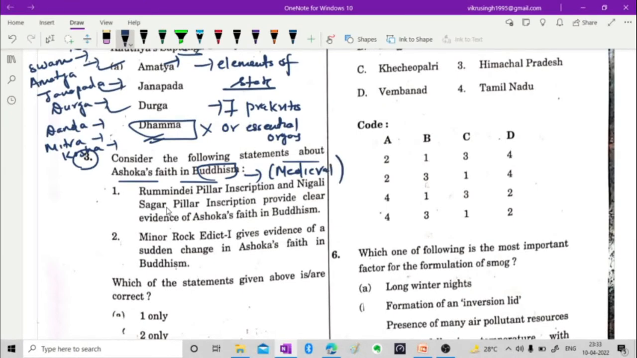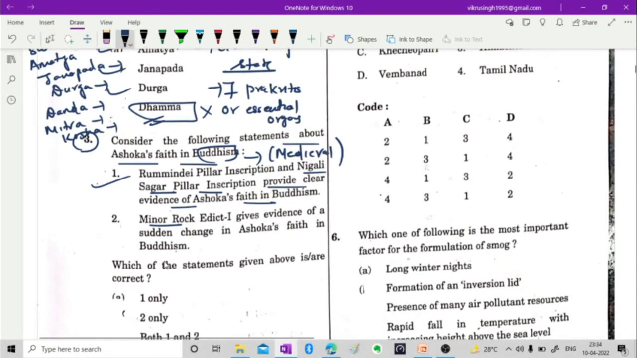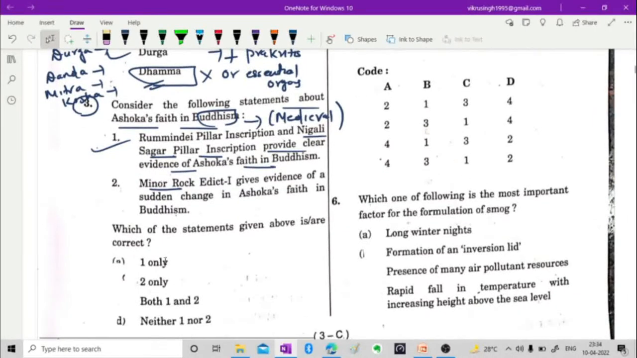So what is the correct option? If I would say, Rummindei pillar inscription and Nigali Sagar pillar inscription provide clear evidence of Ashoka's faith in Buddhism. It was true. Minor rock edict part 1 is evidence of a sudden change in Ashoka's faith in Buddhism. So what is the correct option? If I would say the Ashoka rock edicts, so major rock edicts, what were their major rock edicts? 1, 2, 3, 4, 5, 6, 7, 8, 9, 10, 11, up to 14 major rock edicts were there. Likewise minor rock edicts were also there.